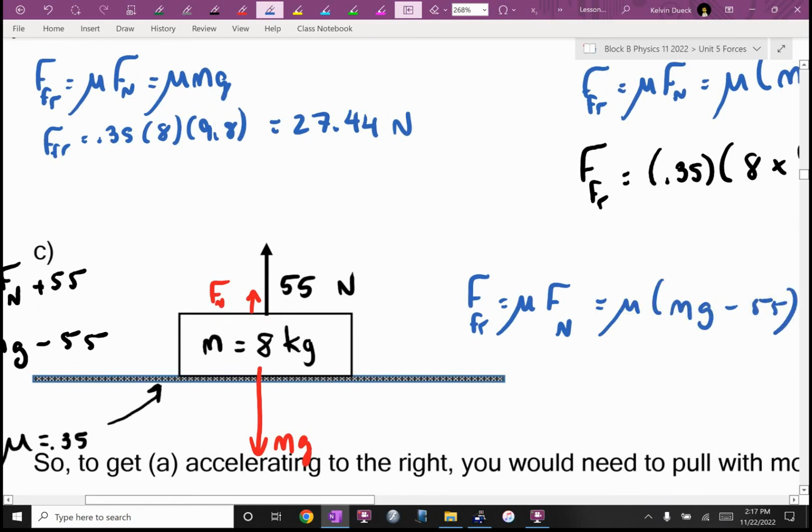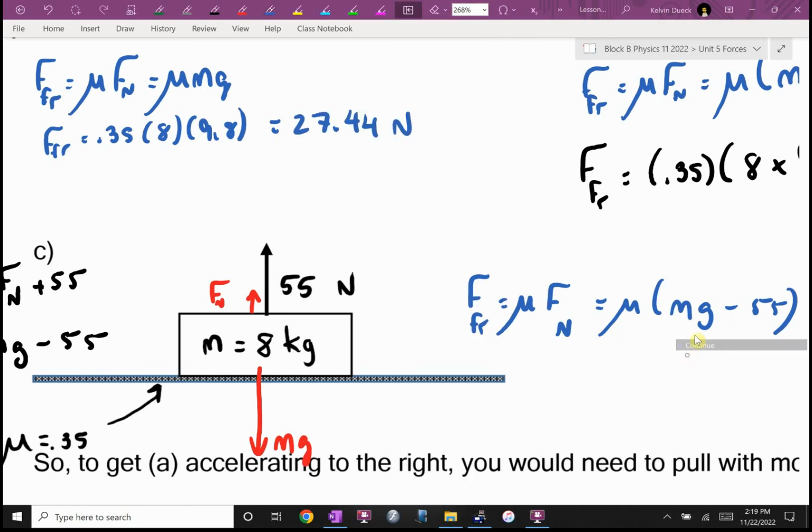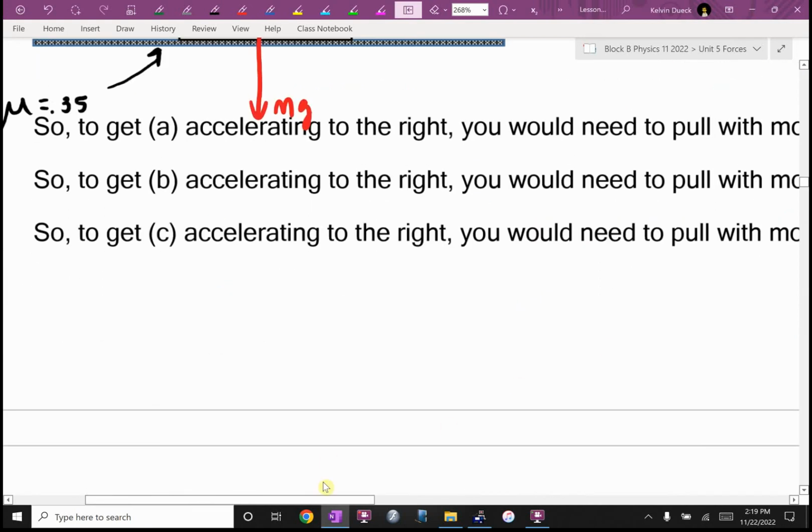I was going to write everything out, but if I look on my calculator, all I need to do is change this plus sign right here to a minus. I'm just going to backspace, edit, and do that and save myself some writing and some time. What did you get? 0.35 times bracket 8 times 9.8 minus 55? Nope. You're going to get 8.19. So don't clear your calculator. Let me come look. Pause. Okay, so I get 8.19 newtons. And so how hard would I need to pull now?